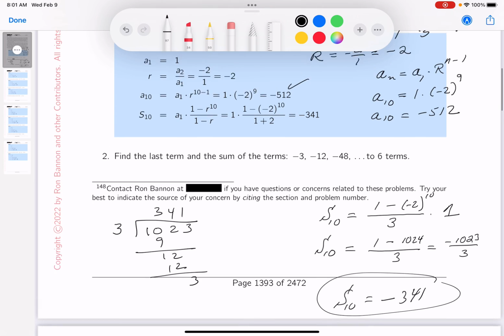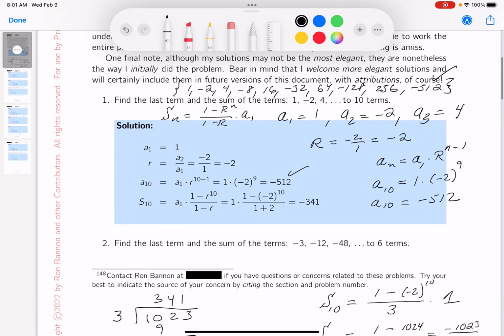All right, so what was your question? Well, let's go back. Find the 10th term. I did that. The 10th term is right over here. And we found the sum. We got both answers.